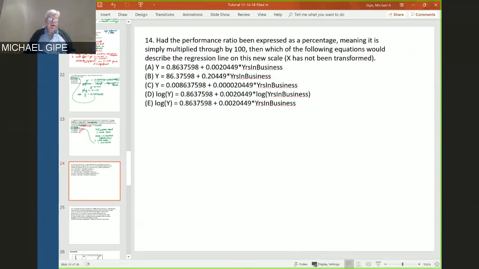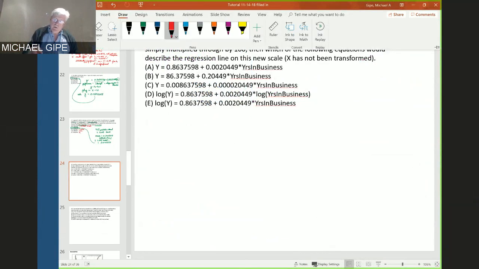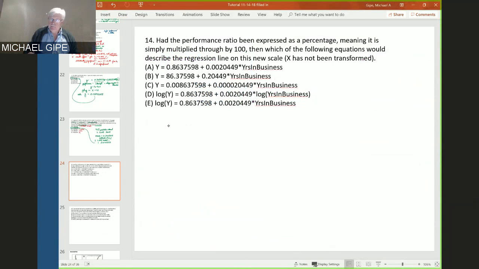Okay. Had the performance ratio been expressed as a percentage, meaning that it was simply multiplied through by 100, then which of the following equations would describe the regression line on this new scale? X has not been transformed. So what this is, it's just a linear scaling. So all we need to do is multiply all the coefficients by the same factor.